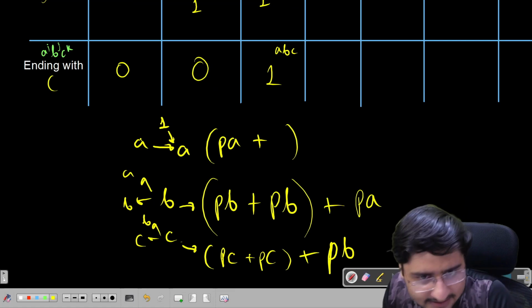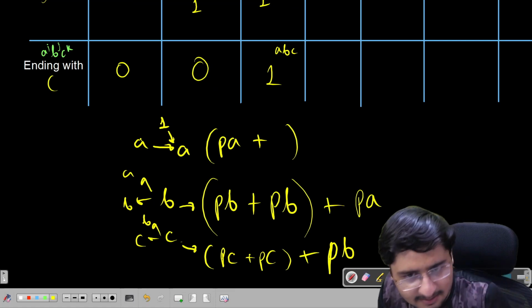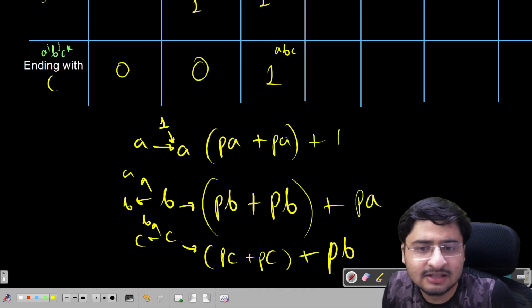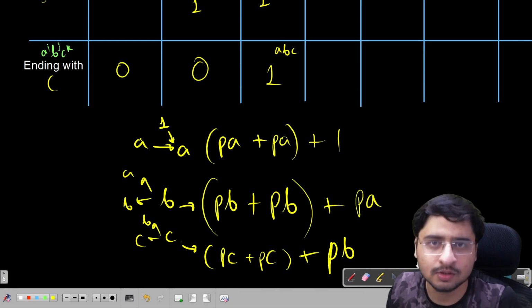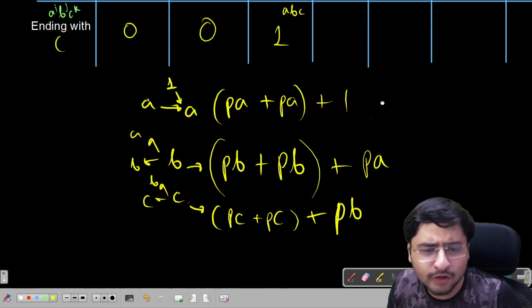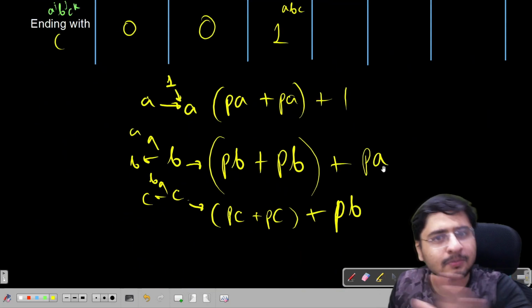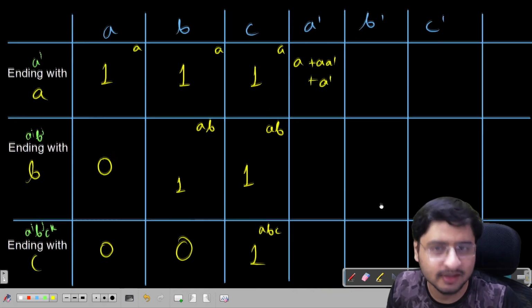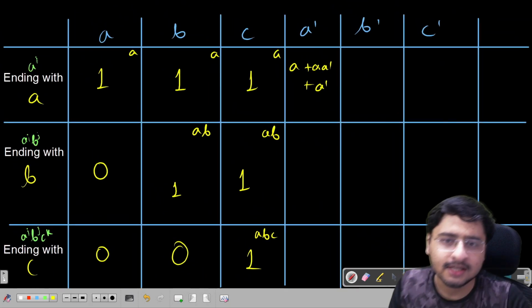So previous A's can come as it is. This formula is actually incorrect. Previous A's can come as it is. The new A can try to stand in front of previous A's, plus it can start its new subsequence. So 2PA plus 1. Right? So whatever is the previous one, 2PB plus PA, 2PC plus PB. This is the straightforward solution, right?